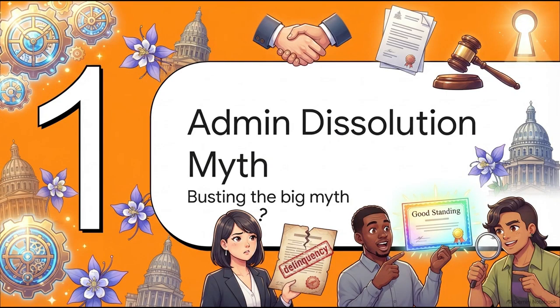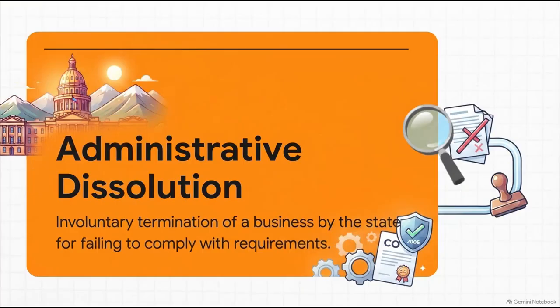Section 1, the administrative dissolution myth, busting the biggest misconception in Colorado business compliance. So, by definition, administrative dissolution is the involuntary termination of a business entity by the state. And yeah, while a lot of states out there fiercely enforce this penalty if you fail to file your reports, Colorado uses a totally different pipeline for non-compliance. Because the state shifted its statutes back in 2005, your LLC is thankfully saved from being involuntarily wiped off the map just because you missed some paperwork.